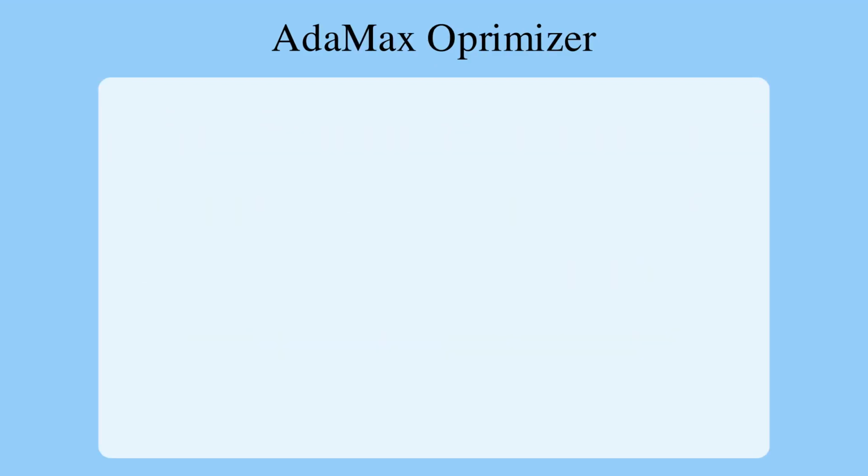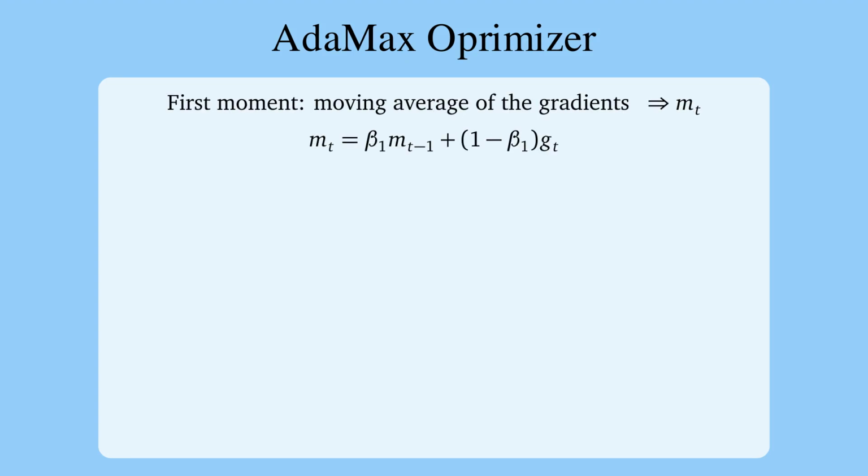Hi everyone! The next algorithm in this family is AdaMax, which was proposed in the same paper as Adam. So AdaMax uses the estimates of the first moment the same way as in Adam, but instead of the second moment, they use the infinity norm of the gradients.